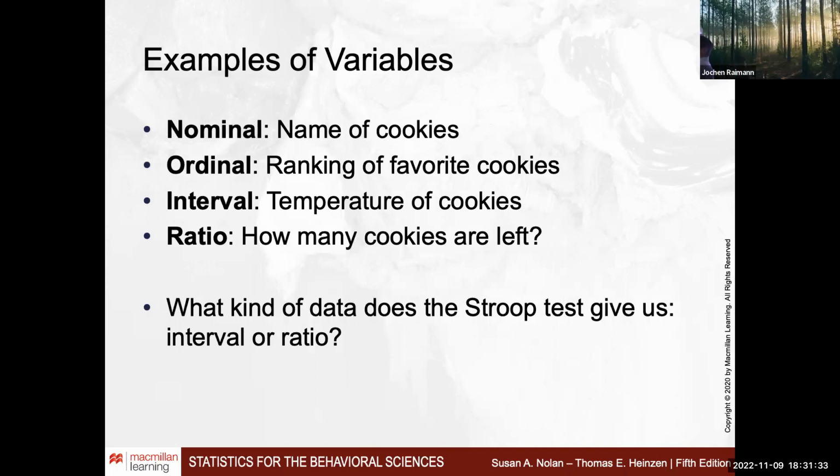With nominal, you have the name of the cookies. With ordinal, you have the ranking of your favorite cookies. With interval, you have the temperature, which can also be zero and can also get negative if you freeze them. And with ratio, you have how many cookies are left in the jar, where zero essentially is a meaningful number, which can't get lower than that.